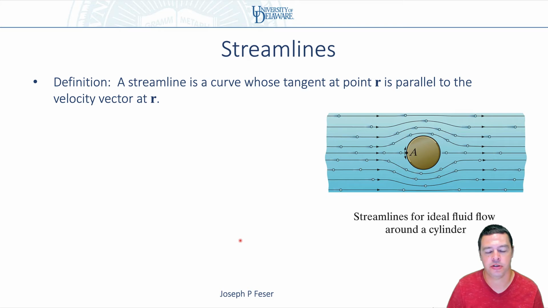So what is a streamline? The definition of a streamline feels a little bit complicated, but you'll see it actually is pretty easy. The definition is that a streamline is a curve whose tangent at point r is parallel to the velocity vector at r. That basically means that the slope of the line always goes in the direction of the velocity. And I'll show you that this leads to some really good properties as we go. I think it'll be a pretty intuitive way of describing things.